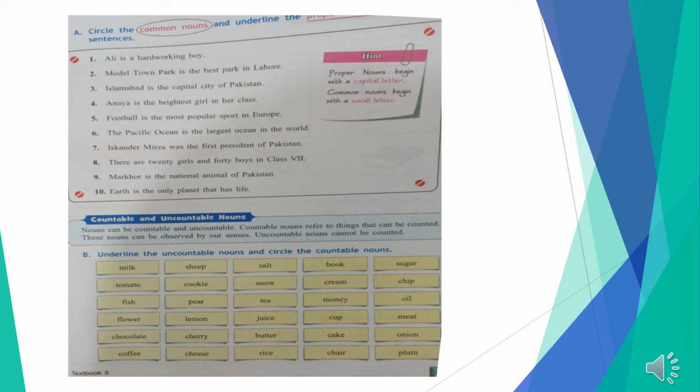Money is countable. Cup is countable. Cake, it's countable. Next, chair, it's also countable. You can underline it. Sorry, you can circle it. Sugar, it's uncountable. Underline it. Chip is somehow countable, so you can circle it. Oil, it's uncountable. Meat, it's countable. Onion is countable, and plum is also countable. So that was the exercise of countable and uncountable. You have to underline the uncountable nouns and encircle the countable nouns.